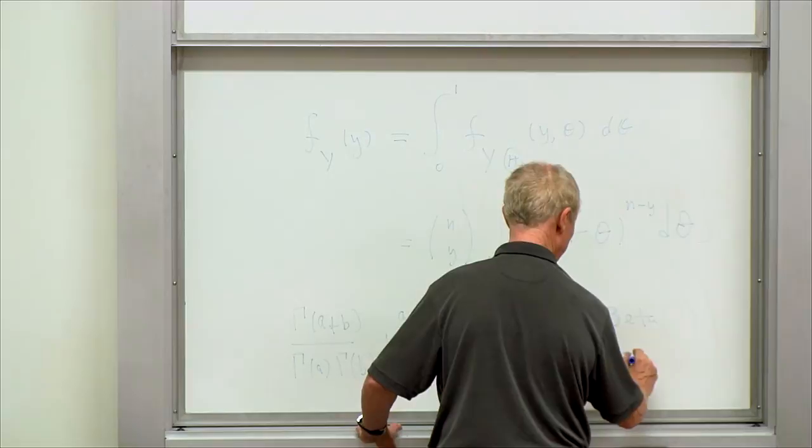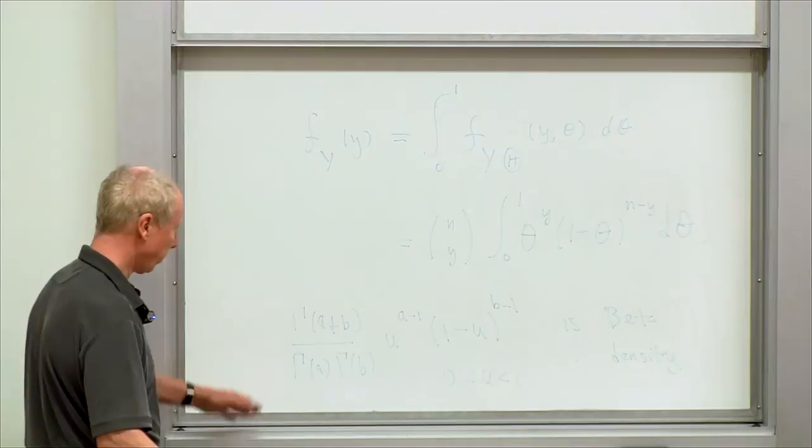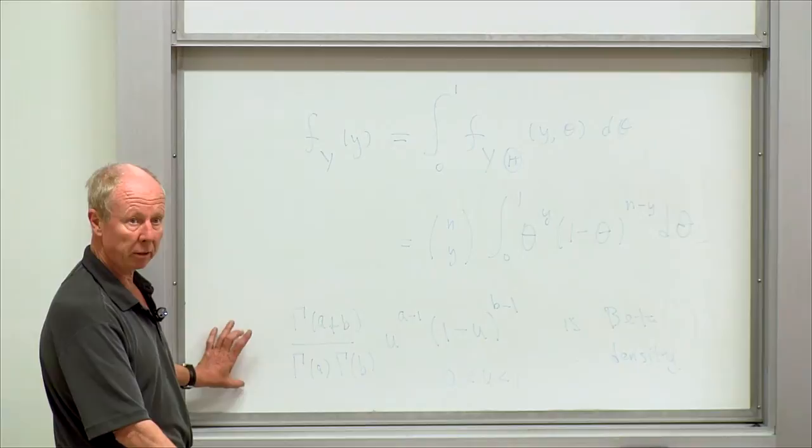This is called the beta density. This is for 0 less than u less than 1. In other words, in particular, if we integrate this from 0 to 1, we get 1. That means the integral of this from 0 to 1 is the inverse of this constant. Okay, that's what we have here.